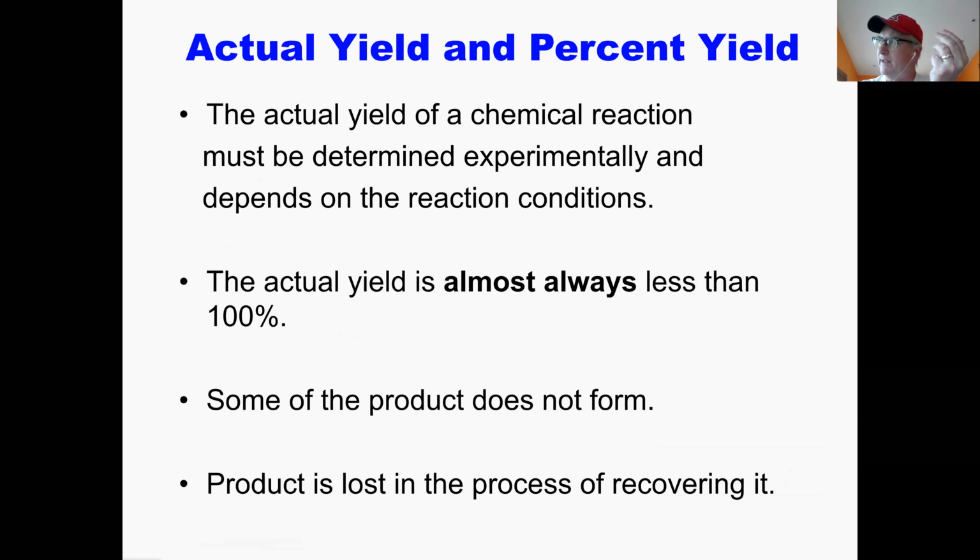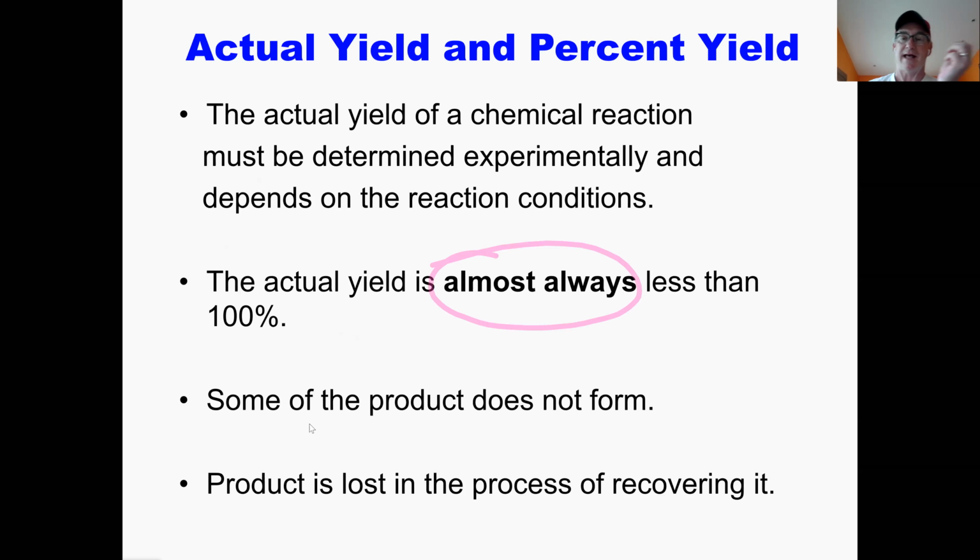Another thing we dealt with previously was looking at yield. And if we were meeting in the lab, we would have dealt with this a lot more, because you'd be doing actual chemical reactions and then measuring the amount of product you got. You will find that the actual yield is basically always less than 100%. And that's no fault of the people doing the experiment. Some of the product just isn't going to form.